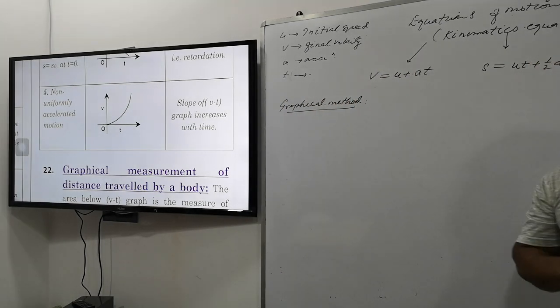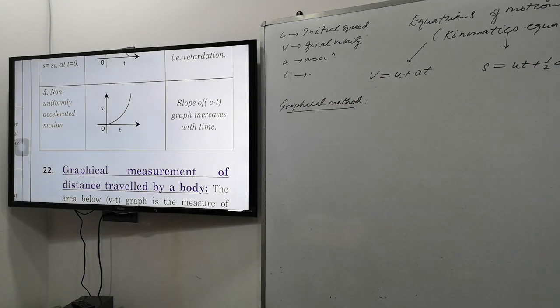So tell me please, which is the graph which gives the information about all variables? XT curve or VT curve? VT curve. The XT curve does not give information about acceleration, but the VT curve gives information about all. It gives displacement, because area equals displacement. It gives velocity itself, the y-axis is velocity. It gives acceleration also.